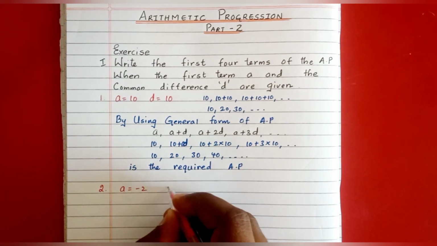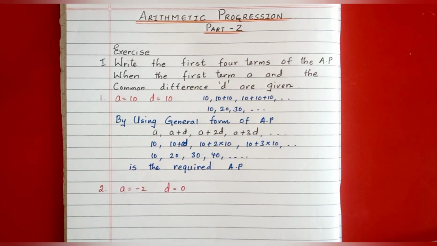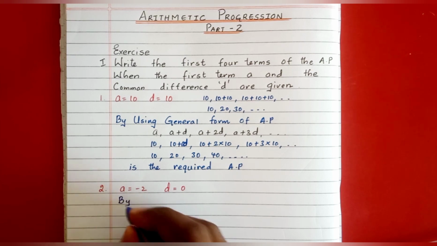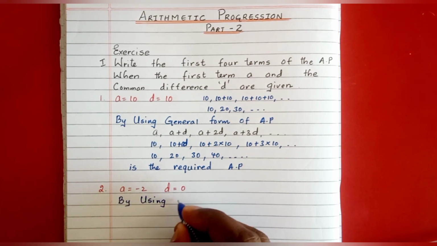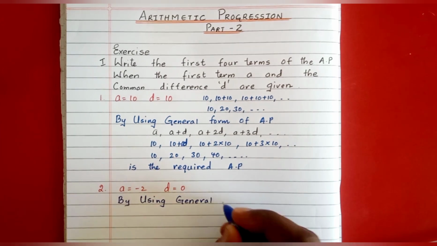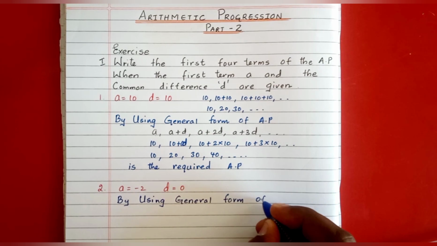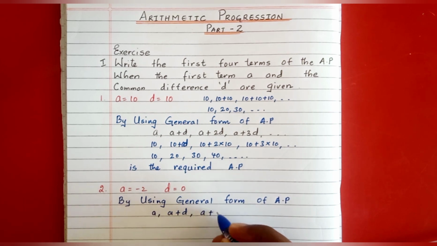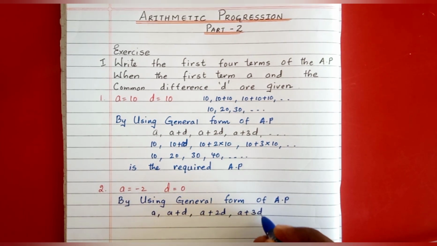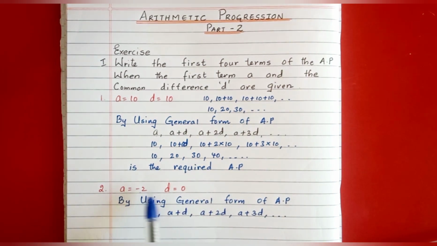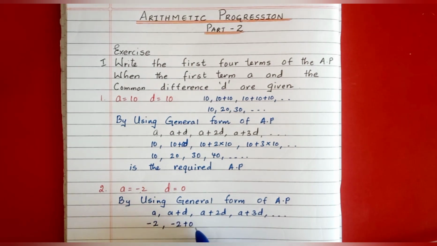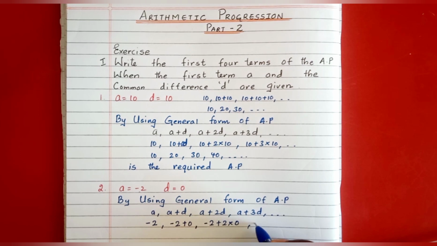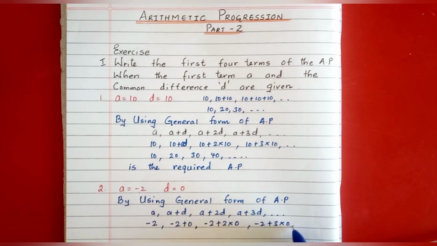A equals minus 2, D equals 0. Again by using general form, again I'll repeat, the general form of AP is A, A plus D, A plus 2D, A plus 3D. Now what should I do? I should substitute the values of A and D in this general form, that is minus 2, comma minus 2 plus D is 0, comma minus 2 plus 2 into 0, comma minus 2 plus 3 into 0.